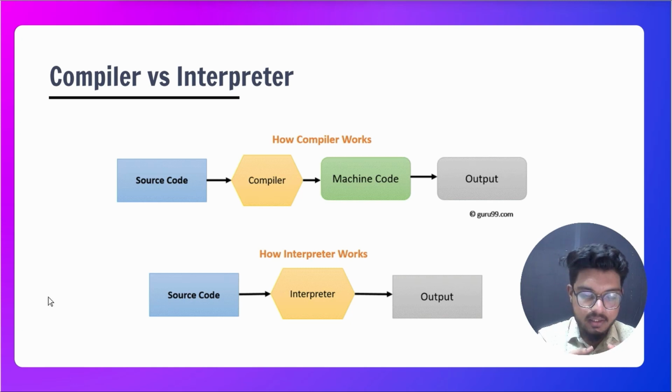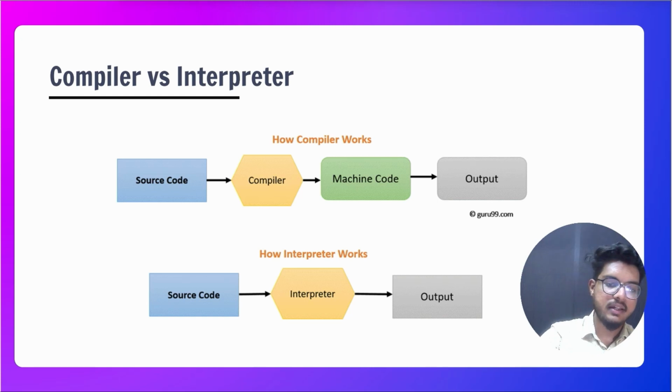Then what is this interpreter? Here there is no conversion of normal code to machine code. The code is directly executed, but line by line. In a compiler the code is executed as a whole, but in an interpreter the code is executed line by line. Clear? I hope you have got some basic understanding about what a compiler is, what an interpreter is, and how each works.